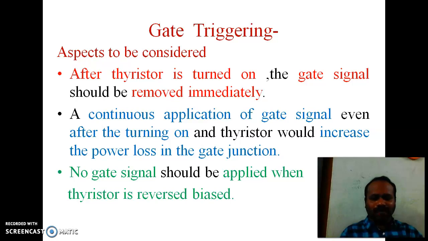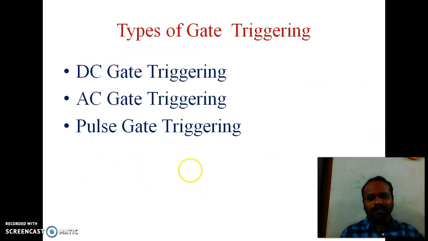One is after turning on, it should be removed. And the second one, the gate pulse should not be provided during the reverse bias conditions. Next, types of gate triggering. There are three types of gate triggerings: DC gate triggering, AC gate triggering and pulse gate triggering.